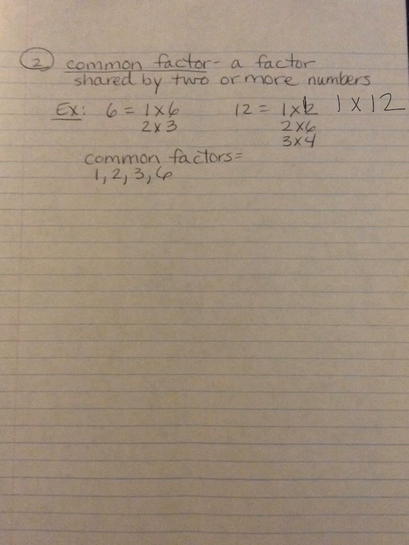Then what I do is I look at those numbers and I can compare which factors they have in common. Well, 6 and 12 both have 1 as a factor because all numbers have 1. They both have 2 as a factor. They both have 3 as a factor, and they both have 6 as a factor. They do not have 4 as a common factor because it's only a factor of 12, and 12 is not a common factor because it is not a factor of 6.